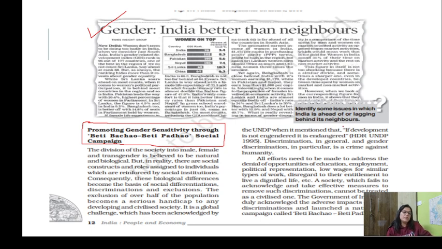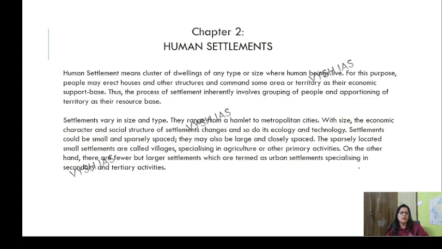What UNDP mentioned in 1995 was: if development is not engendered, it is endangered. Very important. Write it somewhere, you will surely impress your examiner. If development is not engendered, it is endangered. Okay, just read it once.